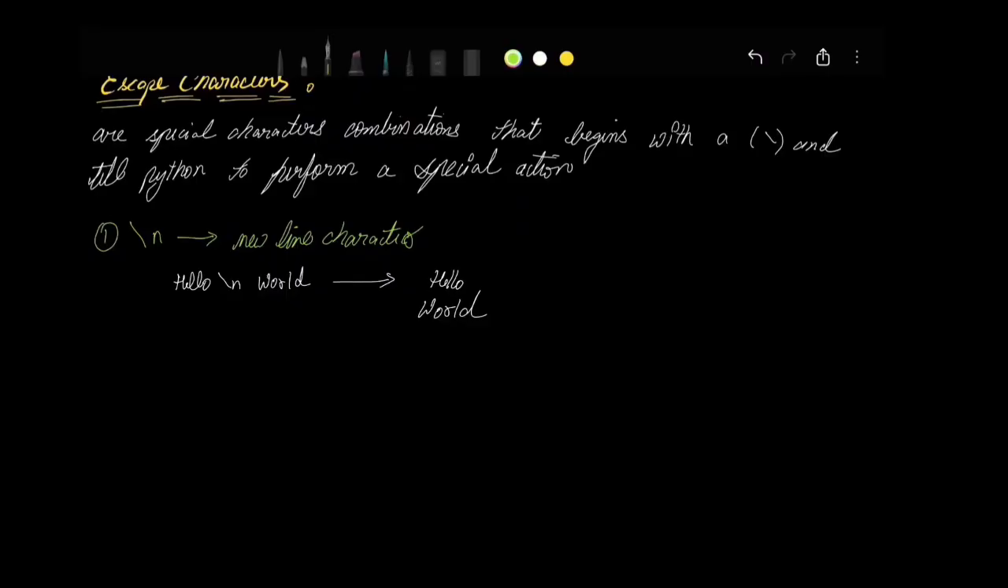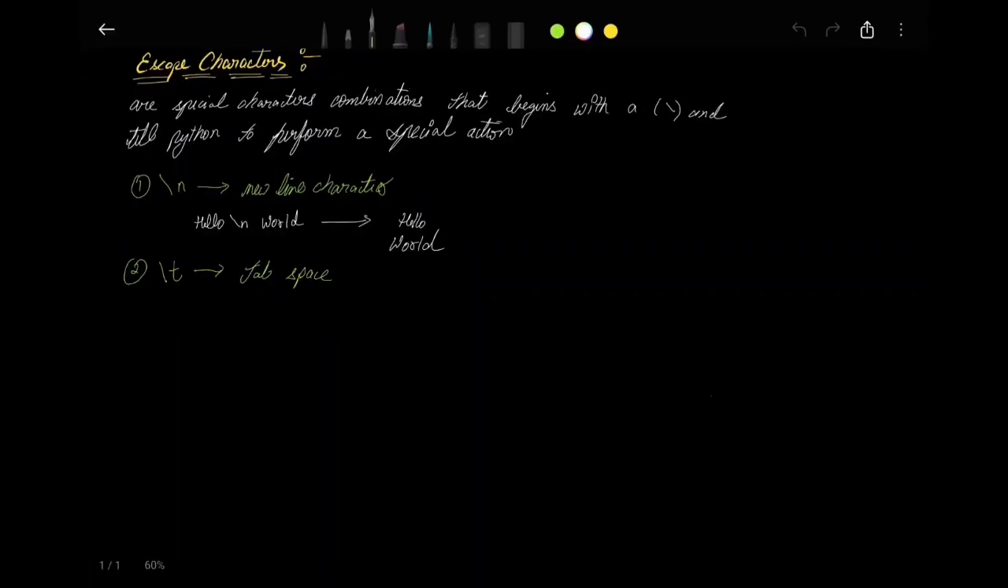Now moving to the next escape character, which is the tab space character. The tab space character inserts a horizontal tab between the text. For example, if I write name then backslash t marks, it will add a space of one tab between these. This is the space.